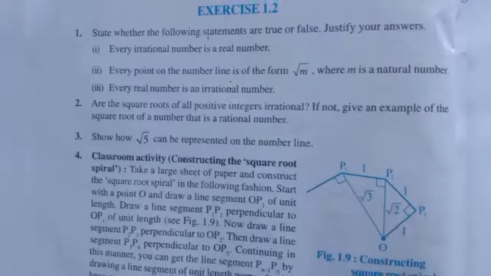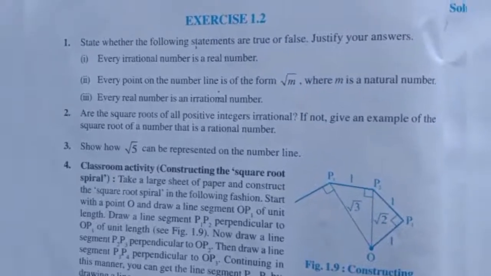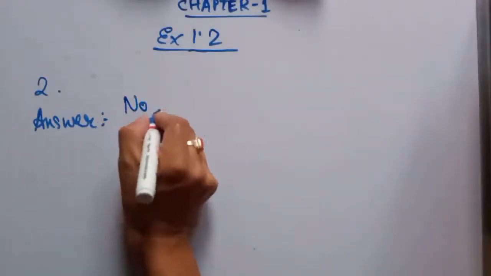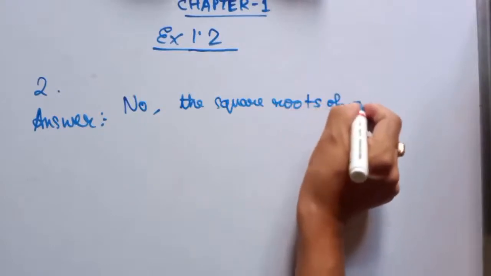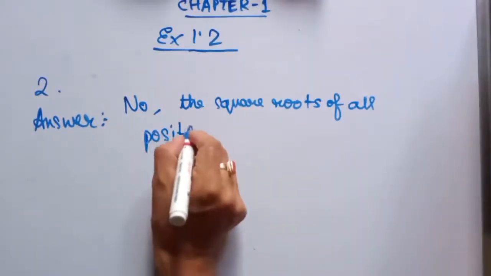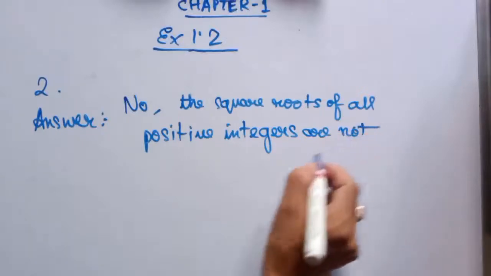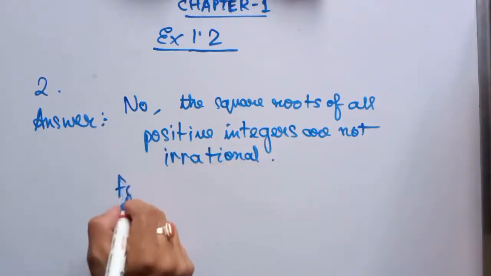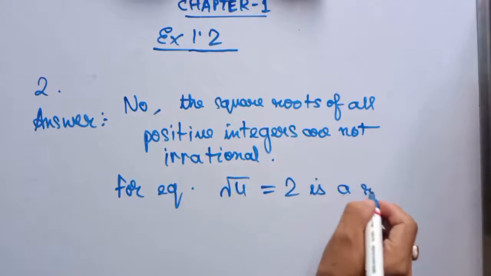Next, exercise 1.2, question number 2. Are the square roots of all positive integers irrational? If not, give an example of the square root of a number that is a rational number. Answer to question number 2 is no. The square roots of all positive integers are not irrational. For example, the square root of 4 is a rational number.